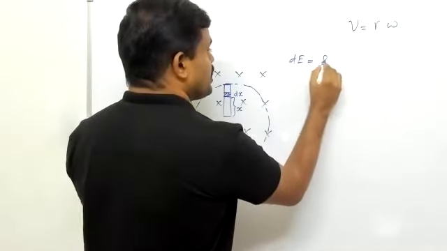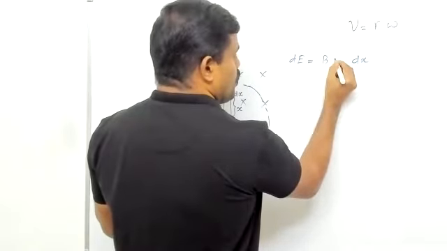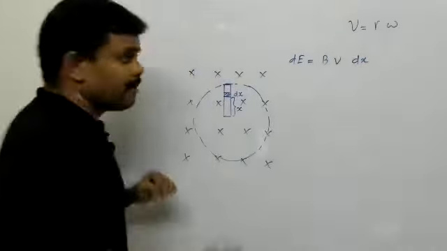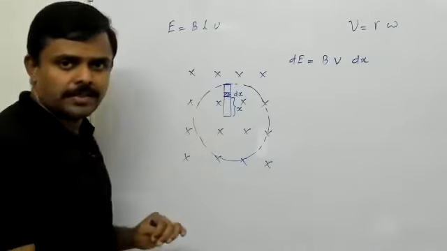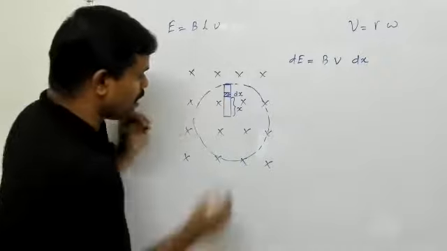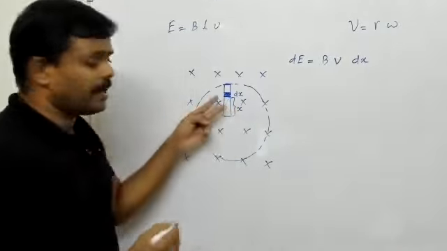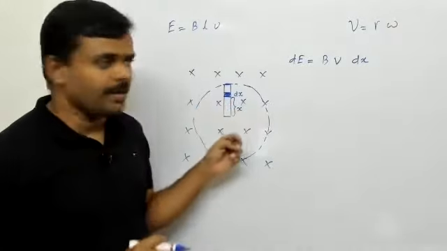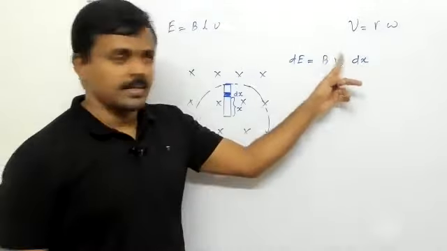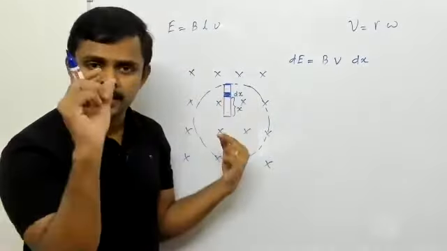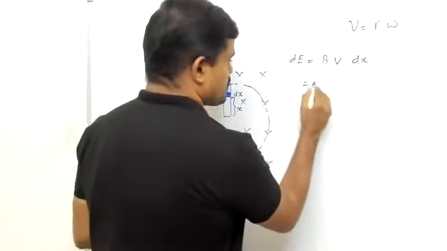Motional EMF can be written as B into dx into V, because motional EMF was written as what? Motional EMF was written as BLV earlier, right? BLV. So for this small element, look at this, the shaded one. For this small element, how do you calculate the motional EMF? BLV. B is B, L is the length of the conductor, which is dx, into V. V is velocity, right? So I can just simplify this.